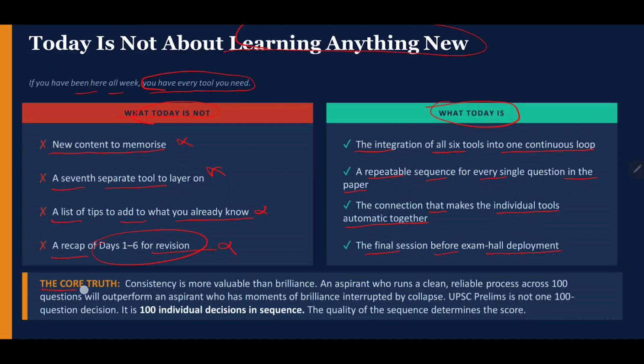The core truth is consistency is more valuable than brilliance. An aspirant who runs a clean, reliable process across 100 questions will outperform an aspirant who has moments of brilliance interrupted by collapse. Right? UPSC prelims is not one 100-question decision. It is 100 individual decisions in sequence. The quality of the sequence determines the score. So today is assembly. 6 tools become one loop. One loop runs 100 times. I hope you are getting my point.